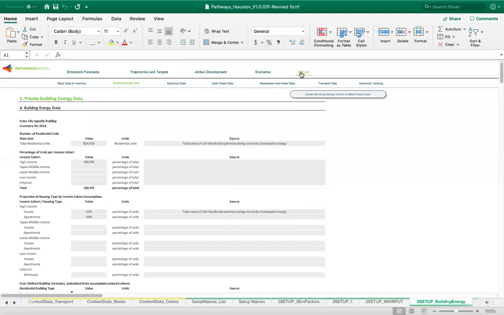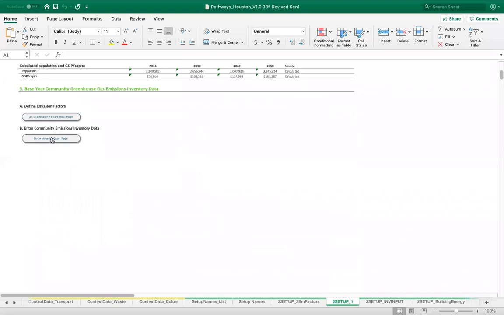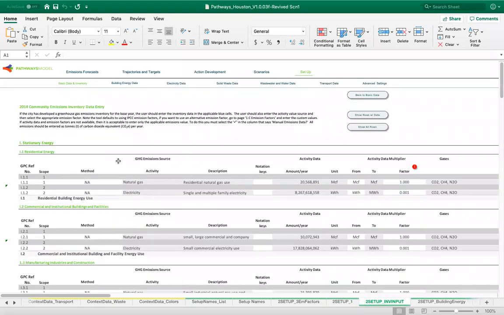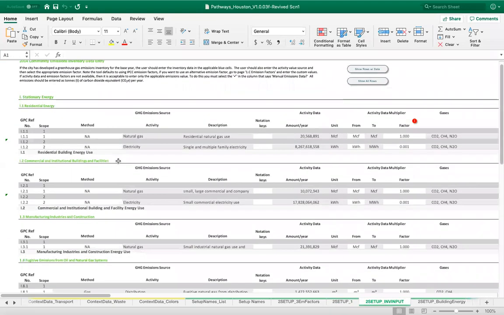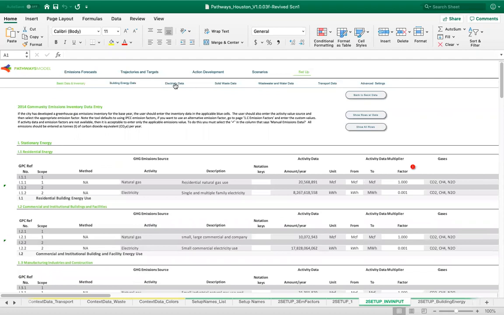If we go back to basic data and inventory, go to the inventory input page. This is the greenhouse gas emissions inventory that has been supplied and approved previously outside of this work for the city as a whole. And you can see that it breaks down residential energy, commercial, manufacturing, and this is the information that's used to build up that baseline set of emissions for your base year that we selected as 2014.